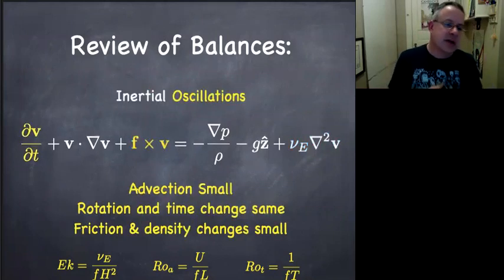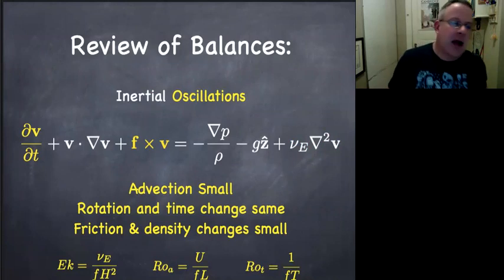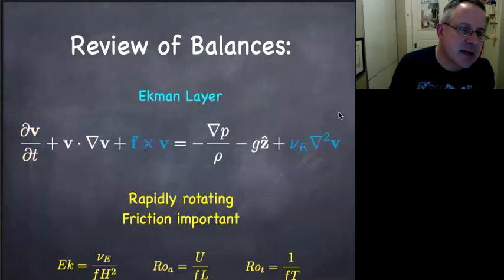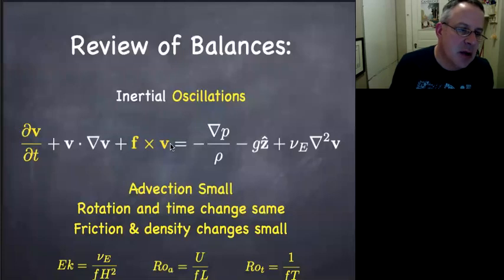And inertial oscillations are kind of interestingly similar to the Ekman layer in that they involve the Coriolis force and one other term, but instead of friction and Coriolis, it's the acceleration and the Coriolis. So it turns out you can actually put those two together in a nice way, which we'll talk a little bit about today.